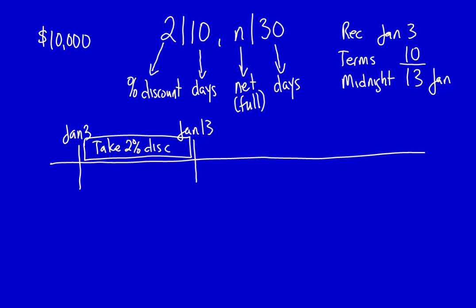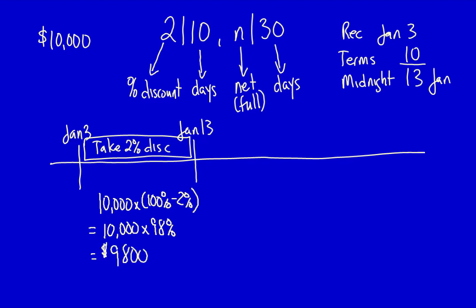If I pay within 10 days, I won't pay the $10,000. Instead, I'm going to pay 98% of the $10,000. In fact, I'm going to pay $9,800. My $10,000 accounts payable will be settled by me paying $9,800.